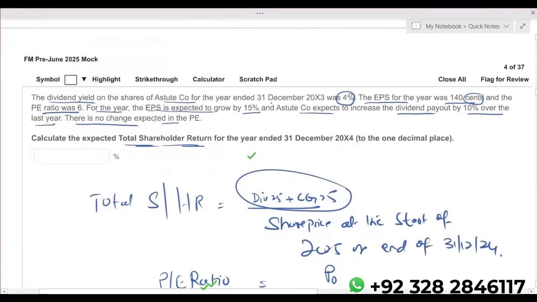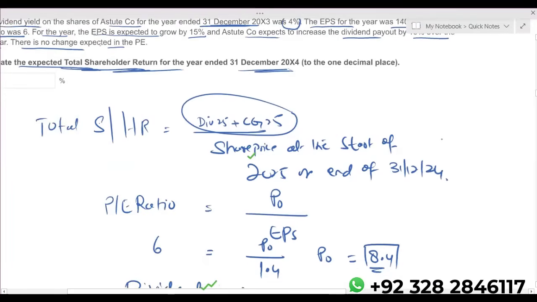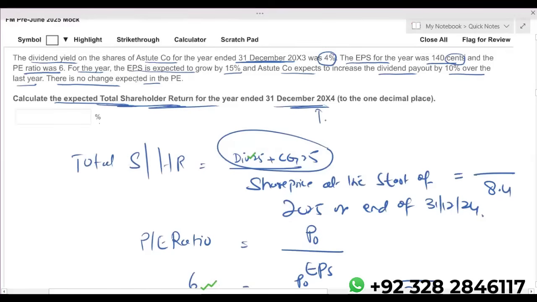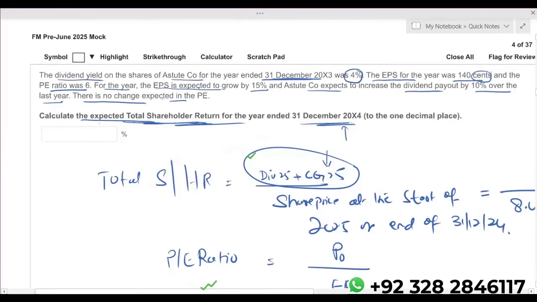Whatever we have calculated are the values of December X3. We need expected total shareholders return for X4. Okay, no issue at all. At least we have got one thing, share price, which is 8.4. Now I need the expected dividend in X4 and what will be the expected capital gain in X4. Okay, now read the question. The EPS is expected to grow by 15% and Astute company expects dividend payout will increase by 10%.